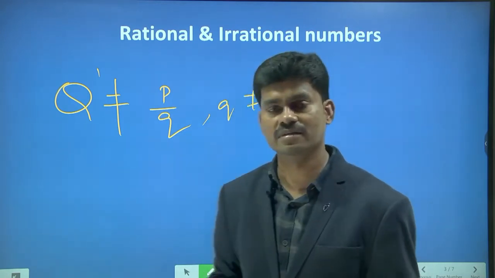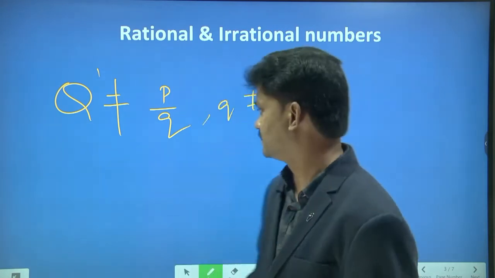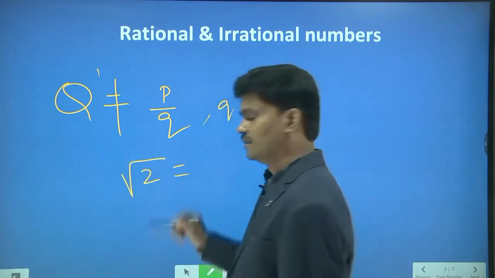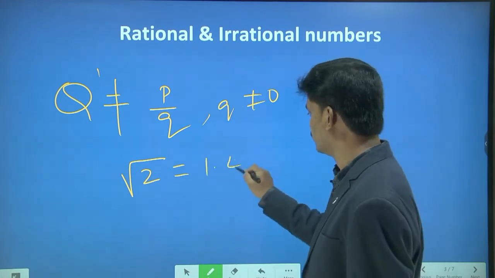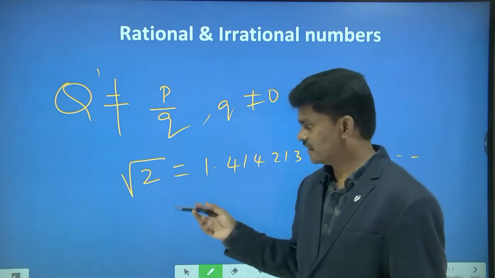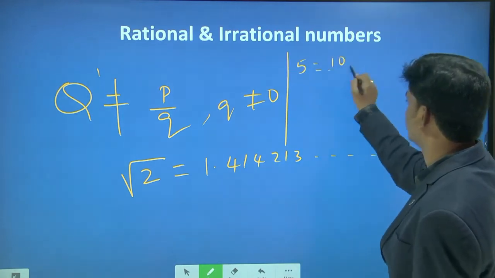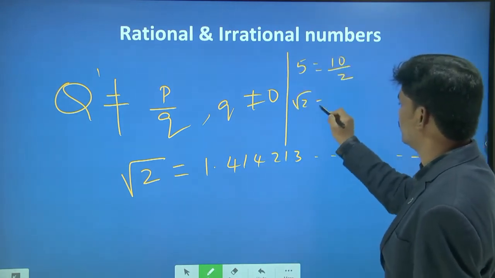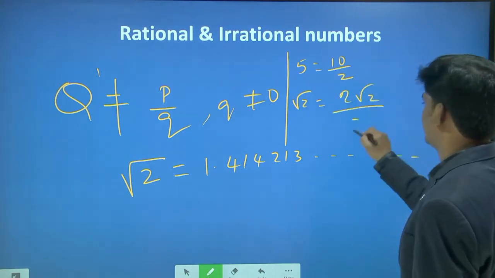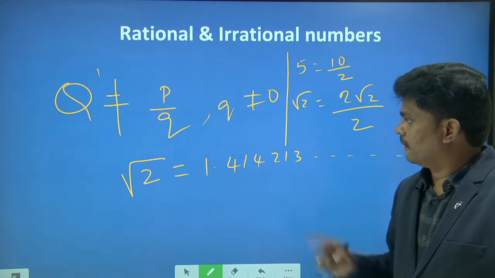So what kind of numbers can we not express in the form of P by Q, in the form of a fraction? Let me take a number, root 2. You know the value of root 2 is 1.414213 and so on. Just now we discussed that 5 can be written as 10 by 2, and you may say that root 2 also can be written as 2 root 2 by 2. We got a fraction here. So is it rational? No, it's not rational. And there is a condition.